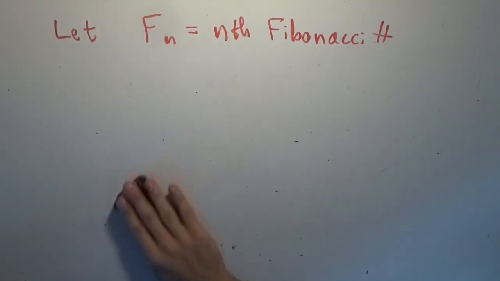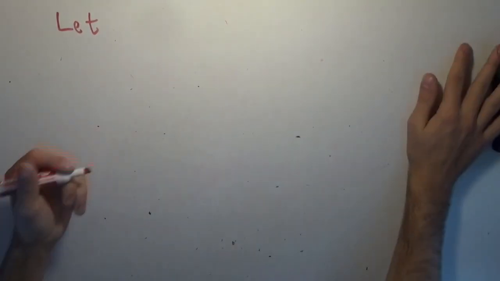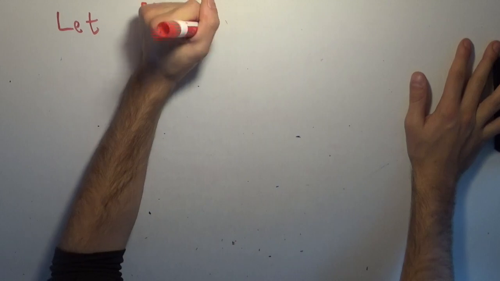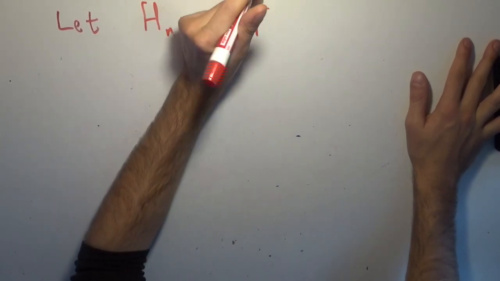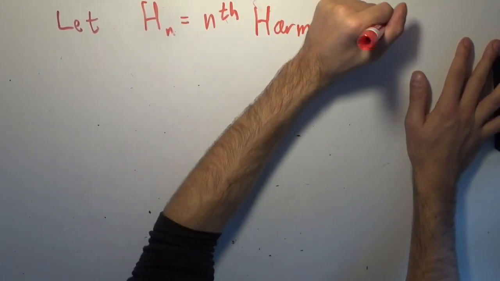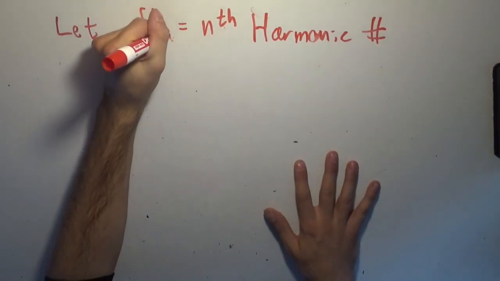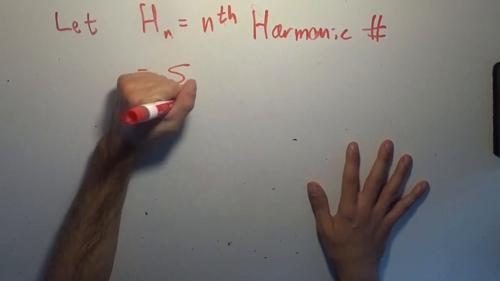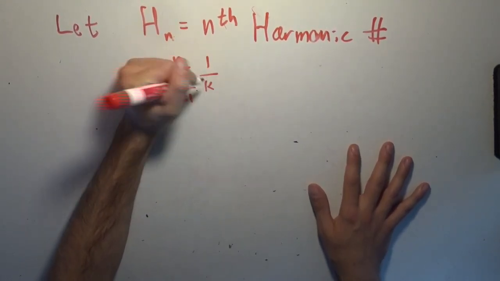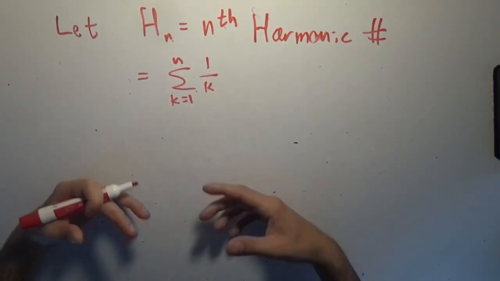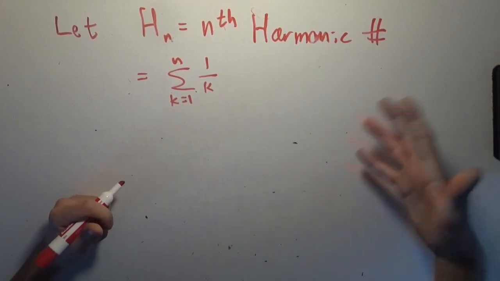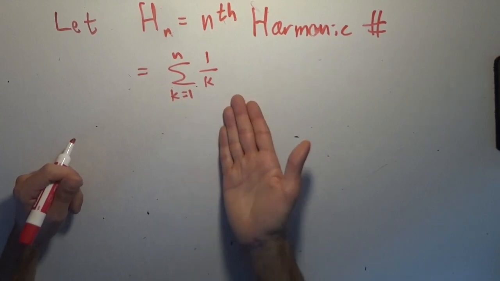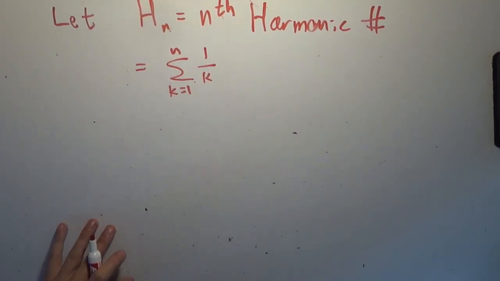Keeping in line with naming things based on what they are, we're going to let capital H sub n be the nth harmonic number, which, according to the videos that I've done on harmonic series and all that, is going to be equal to the sum from k equals 1 to n of 1 over k. So the sum of the first n reciprocals of integers, which of course diverges as it gets larger and larger. But this is an interesting thing because we could write it in terms of previous things, and so it'll be very nice to solve.